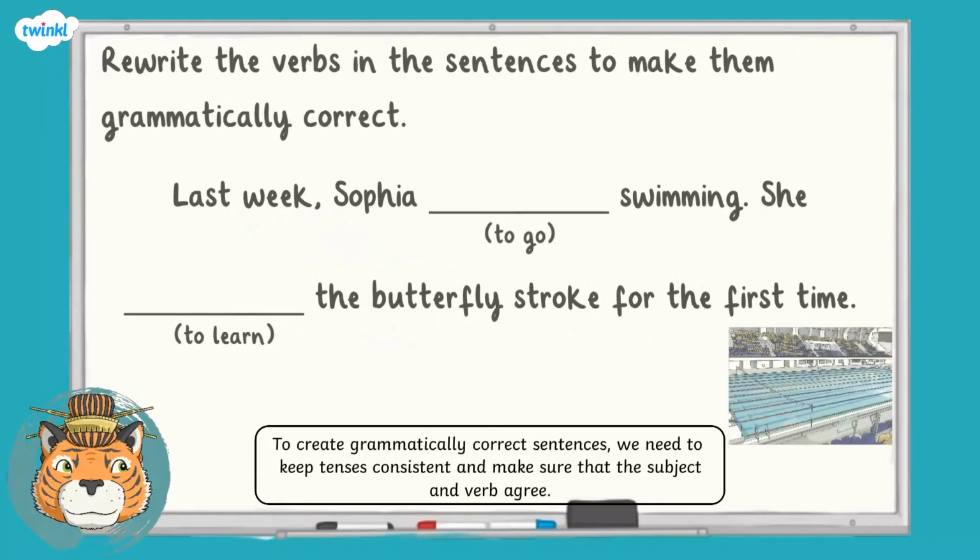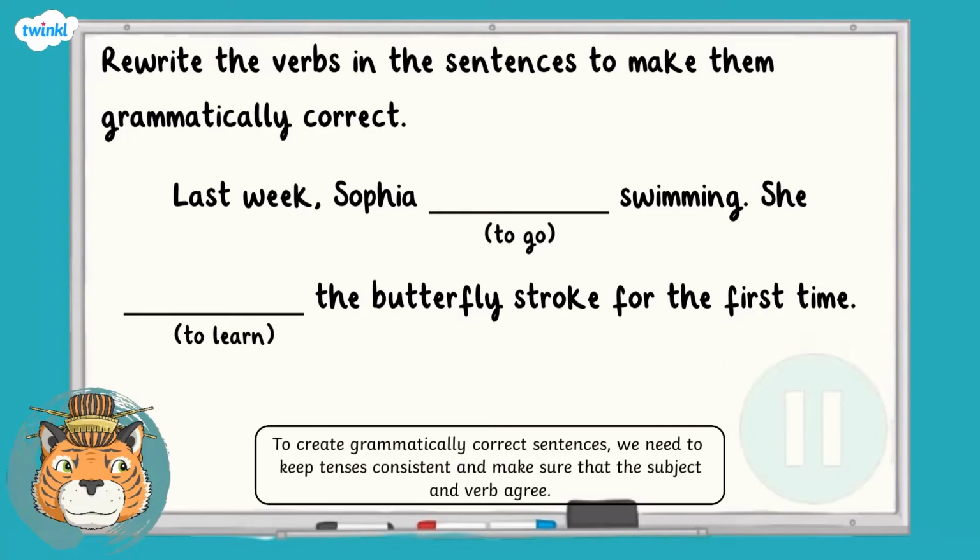For our last question, you're being asked to rewrite the verbs in the sentences to make them grammatically correct. Last week, Sophia, swimming. She, the butterfly stroke for the first time. You may wish to write your answer down on a whiteboard or on a piece of paper, or you may just wish to say your answer out loud. Pause your video now and hit play when you're ready.